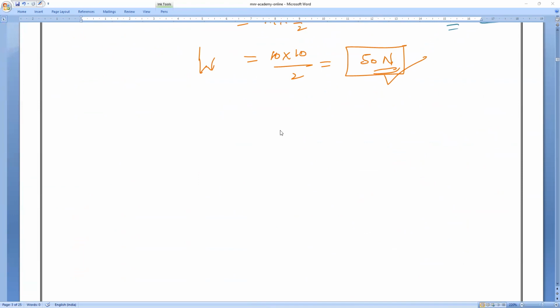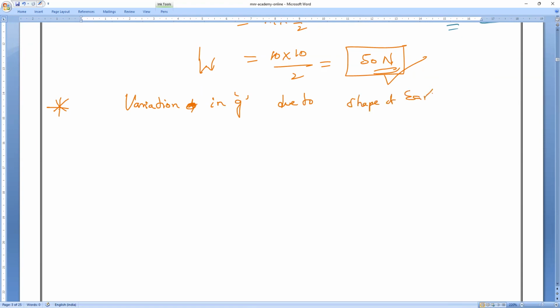Variation in g is due to the shape of the earth. That is the next concept. So keep reading, everybody. Variation in g. Variation in g due to shape of earth.